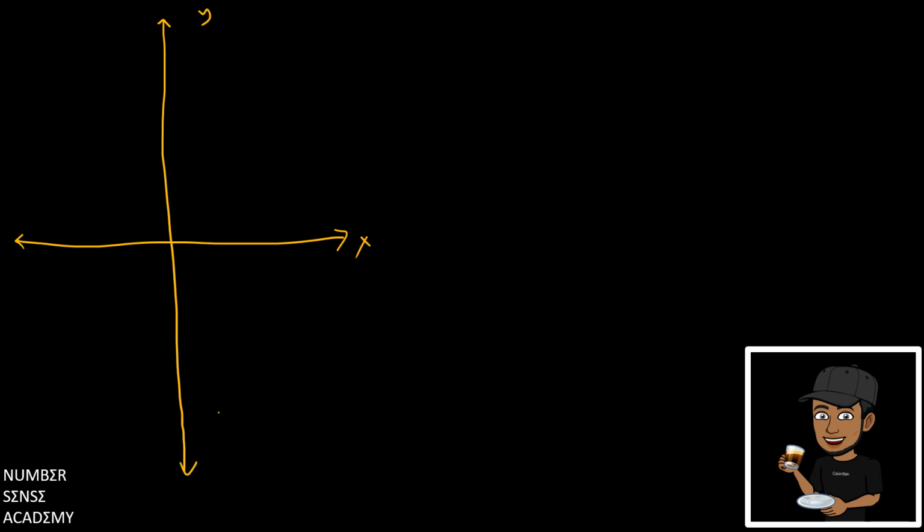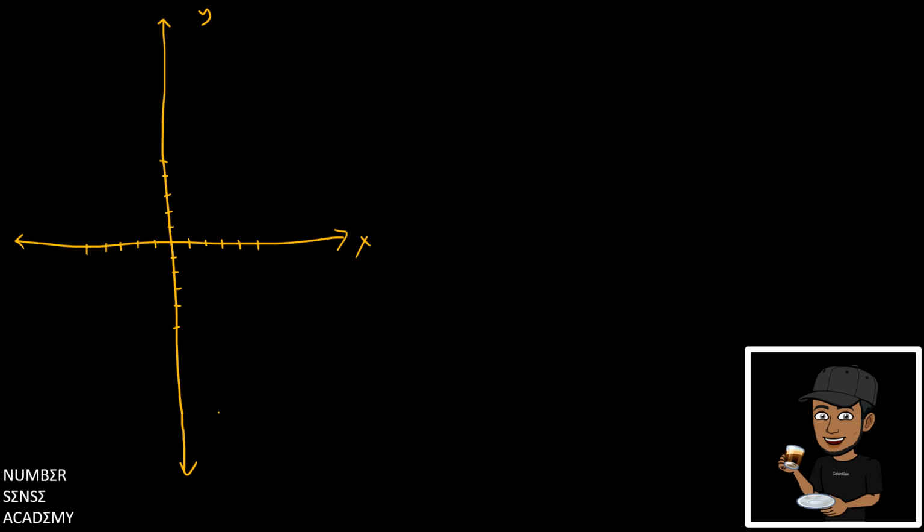Okay, so I have the graph looks like this. So let me just put some points on this. 1, 2, 3, 4, 5. Negative 1, 2, 3, 4, 5. And then I have 1, 2, 3, 4, 5. And 1, 2, 3, 4, and 5.